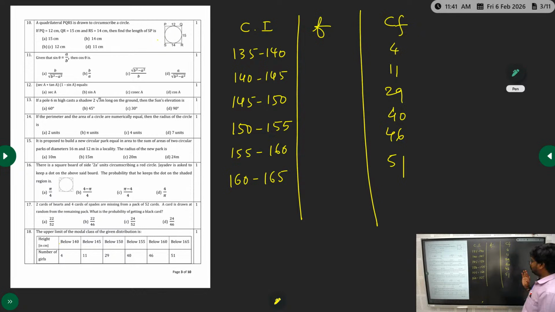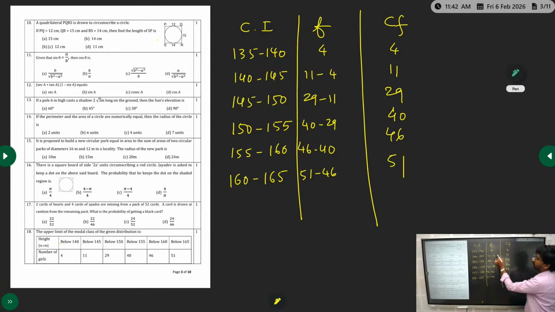Okay. Now listen here. I hope everybody knows how to do subtraction. Keep the first 4 as it is. Please look carefully. 11 minus 4. What is the term here? 29 minus 11. 40 minus 29. Subtract the preceding, like the common difference of an AP. 46 minus 40. 51 minus 46. 11 minus 4 is 7. 29 minus 11 is 18. 11. Correct?